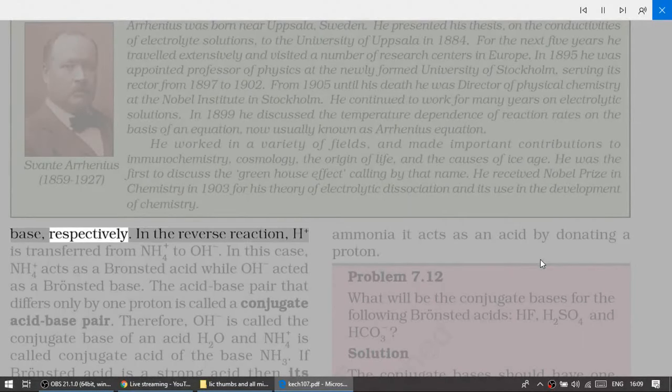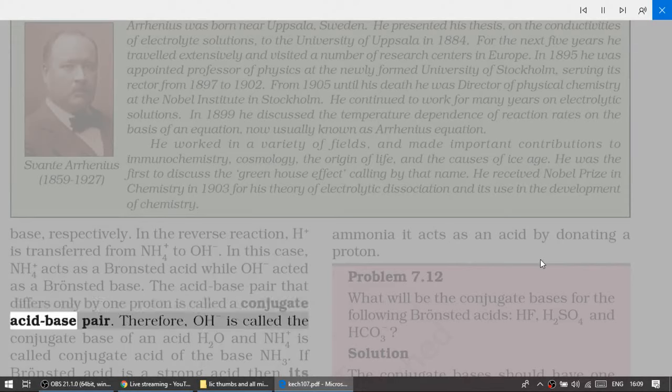Base, respectively. In the reverse reaction, H+ is transferred from NH4+ to OH-. In this case, NH4+ acts as a Bronsted acid while OH- acts as a Bronsted base. The acid-base pair that differs only by one proton is called a conjugate acid-base pair. Therefore, OH- is called the conjugate base of the acid H2O, and NH4+ is called the conjugate acid of the base NH3.